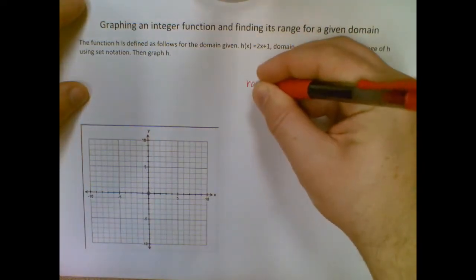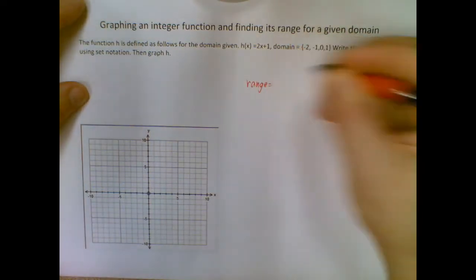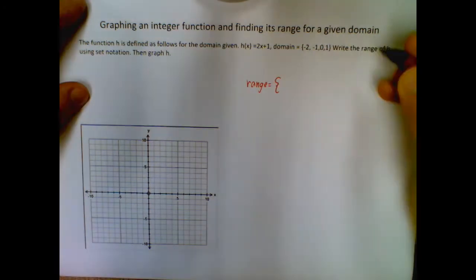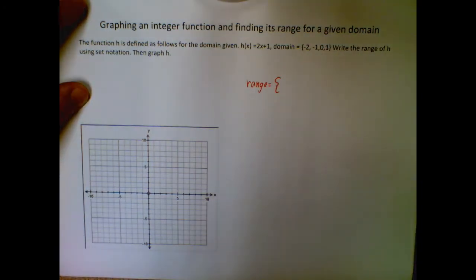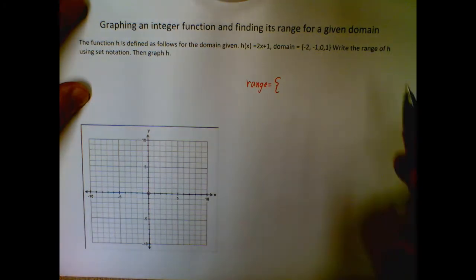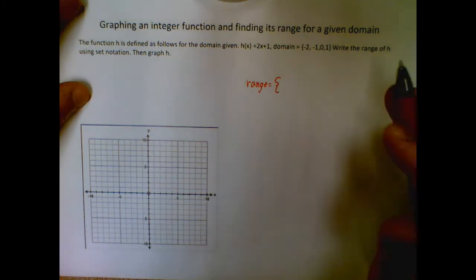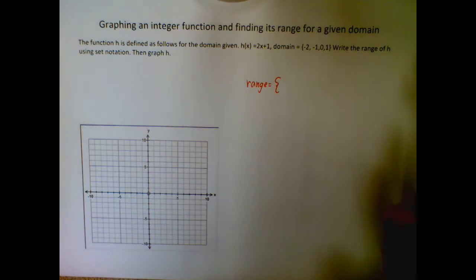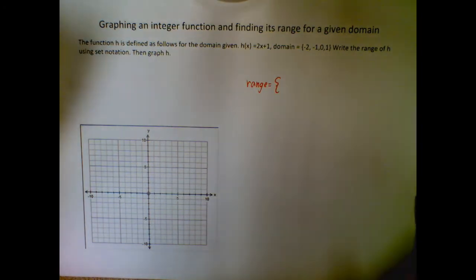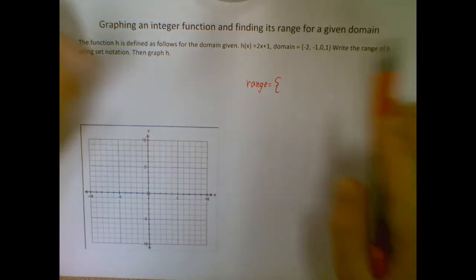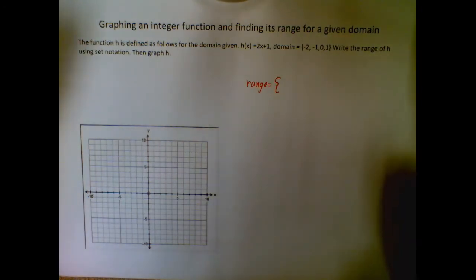For my range, I want to make sure I'm using the set notation properly, so I want to make sure I'm in braces, and I have commas separating all of my numbers. The actual order doesn't matter, but we do want to make sure they are separated and clearly defined. I'm going to list them in the same order here for ease of use.